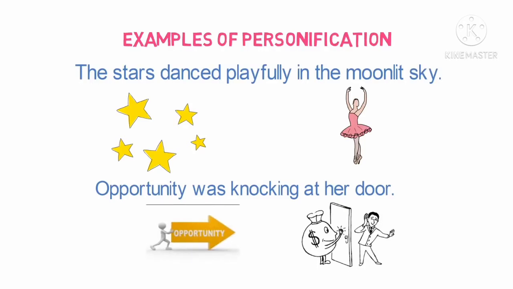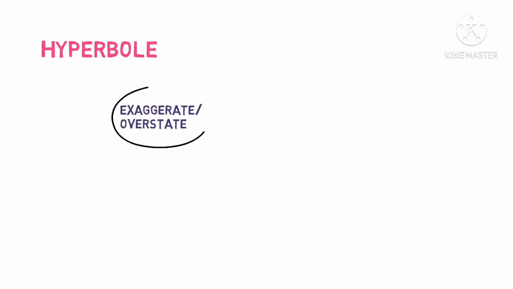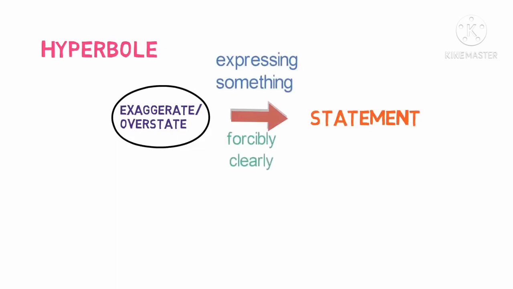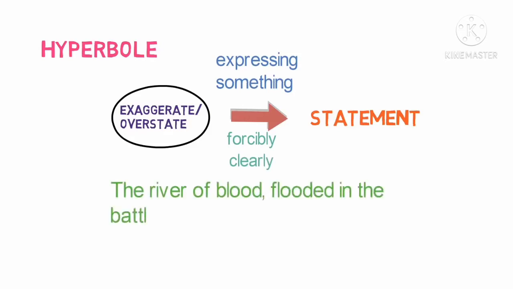Let's look into the next type of figure of speech. Hyperbole. Hyperbole is a figure of speech wherein we exaggerate or overstate any statement. It is done for expressing something forcibly and clearly. Let's look into examples of hyperbole. The river of blood flooded the battlefield.